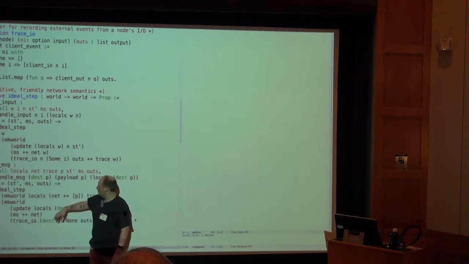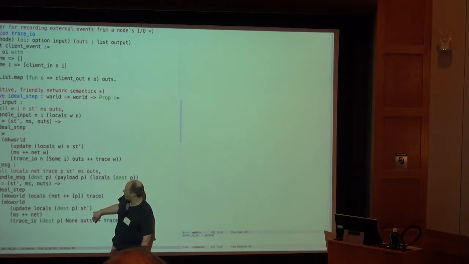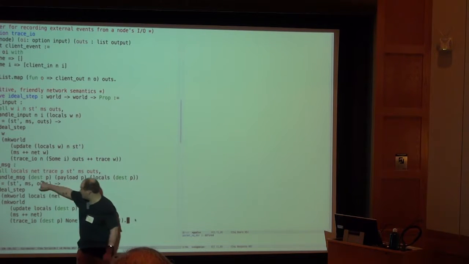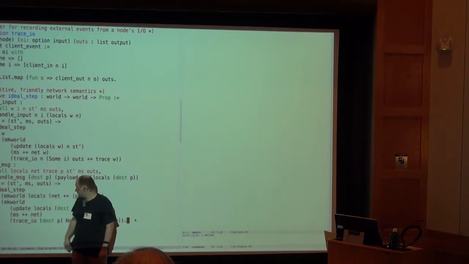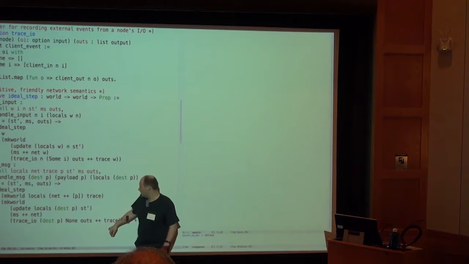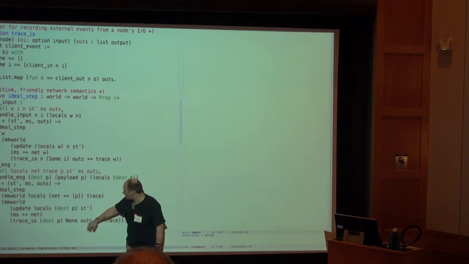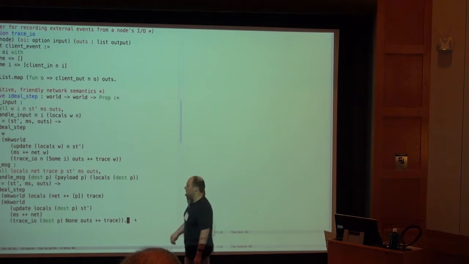Then what we'll say is that the world that had that packet steps to this new world where we've put the updated state in for that node. We've put all of the new output messages in the sort of freshest part of the network. And we've recorded our interaction with the client. In this case, it's none. There's that helper trace IO at the top. In this case, it's none because we didn't get an input. But we still might send outputs, right? I might get a message from another node that causes me to tell my client something.